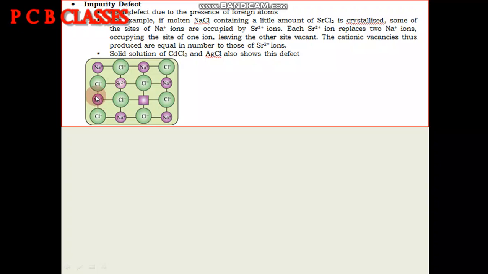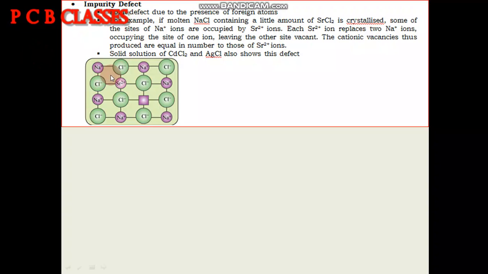Suppose if there is one sodium ion, then it requires one chlorine ion. But if there is a strontium ion, then it has two positive charges and that is why it requires two chlorine ions. One strontium will require two chlorine ions. So if we drop strontium in place of sodium, then there will always be a vacancy, and such a defect is termed an impurity defect.